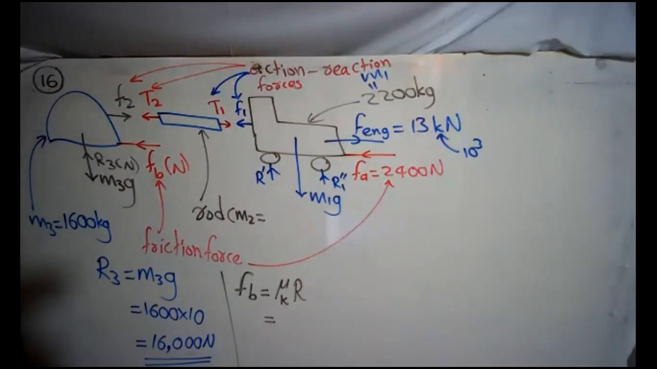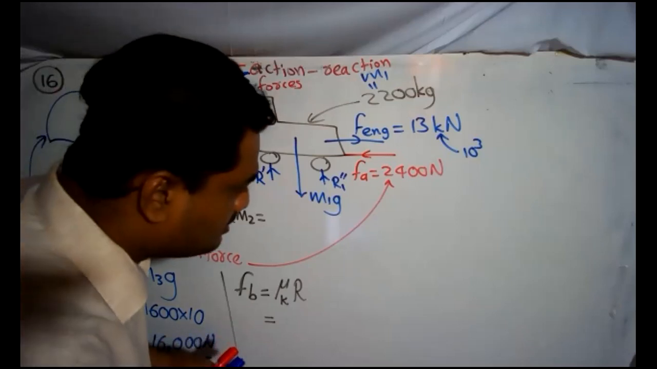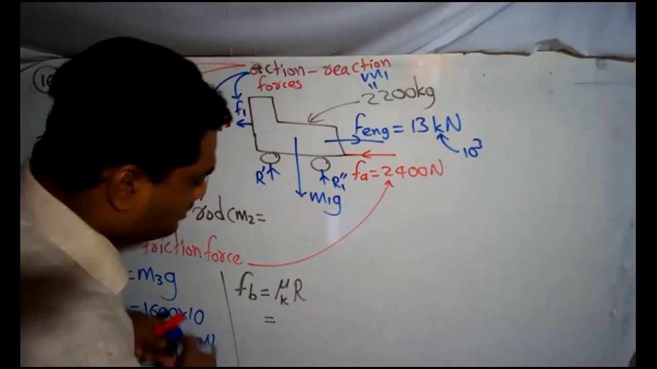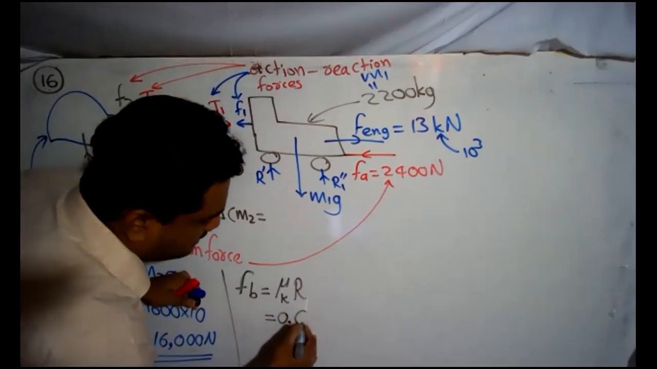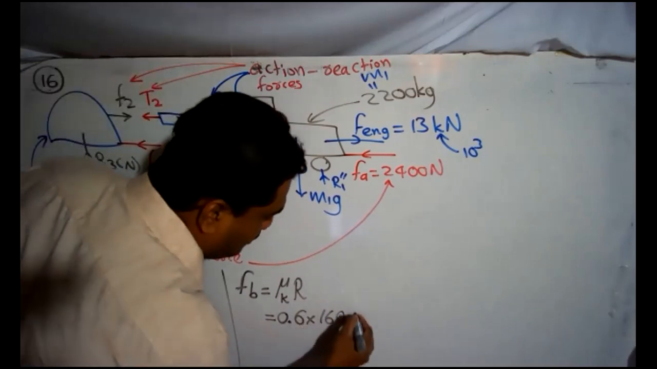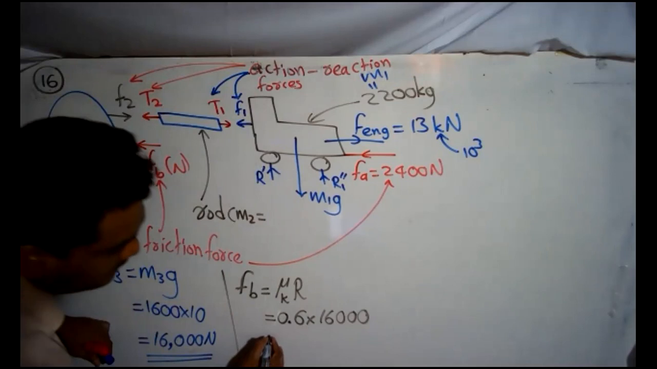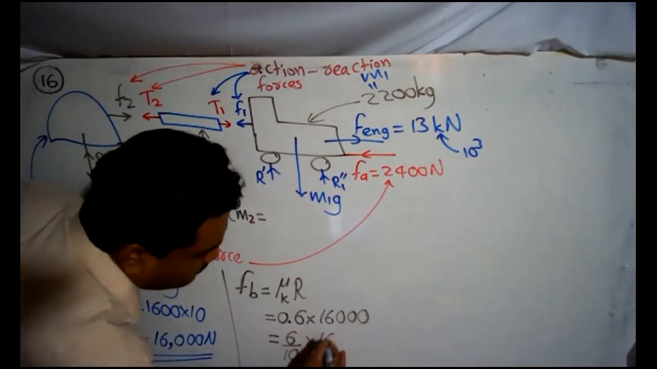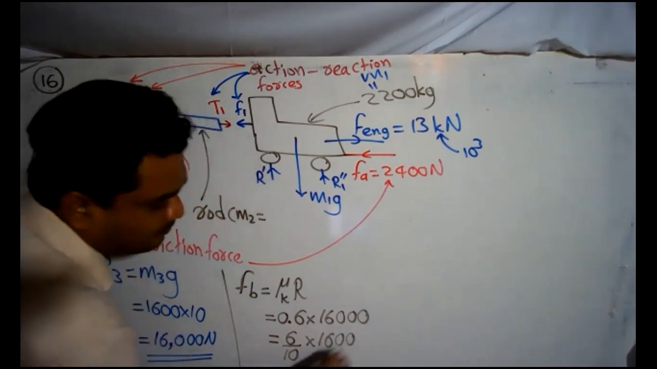Somebody unmute the mic and tell me. 0.6, sir. 0.6. R is 16,000 Newton. So then 0.6 can be written as 6 over 10 into 16,000.